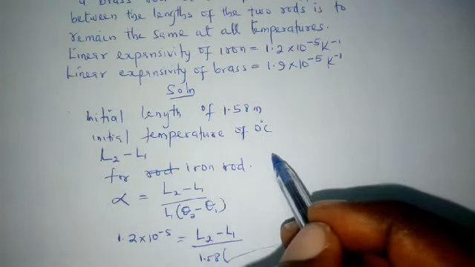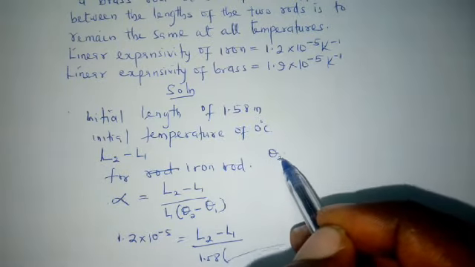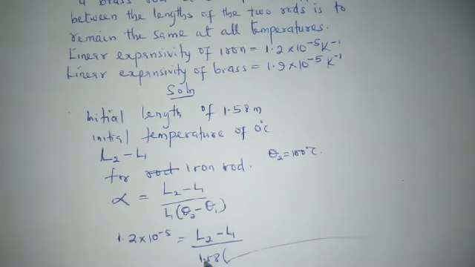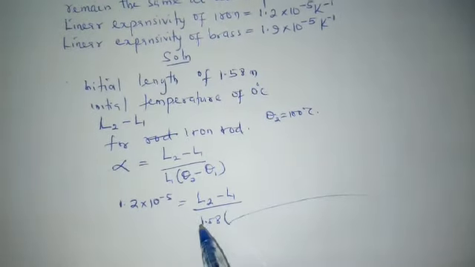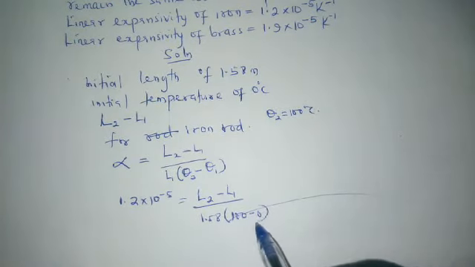We are going to assume that our theta 2 is equal to 100 degrees centigrade. The reason why we are assuming that is, from the question they said the difference between the lengths of the two rods remains the same at all temperatures. So there was no specified temperature. So 100 minus 0.